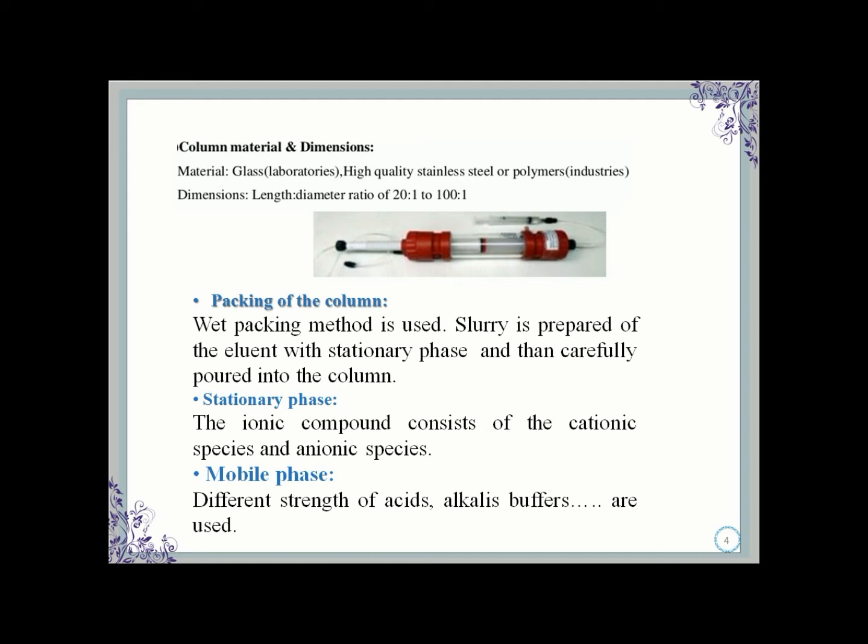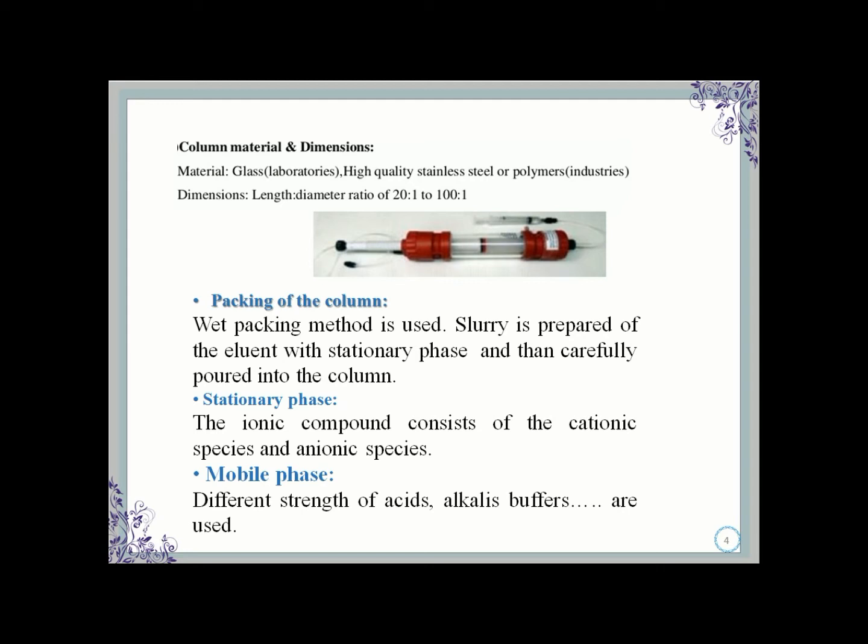Now moving further to the mobile phase. Organic solvents are not used in ion exchange chromatography. Only different strengths of acids, alkalis and buffers are used. In this mobile phase, we can see examples like 0.1 normal HCl, 1 normal NaOH, and phosphate buffer, etc. which can be used, in which most of the ionic compounds are dissolved.